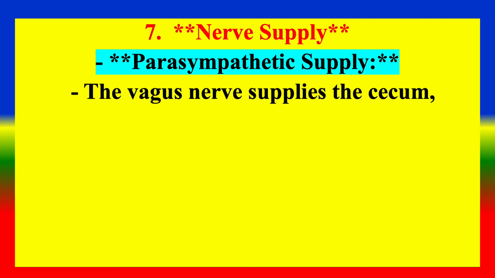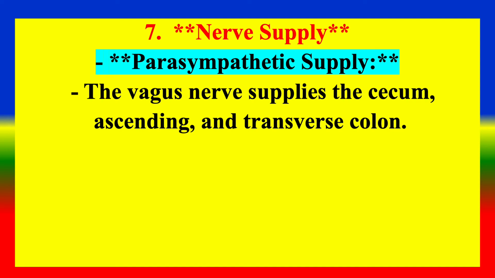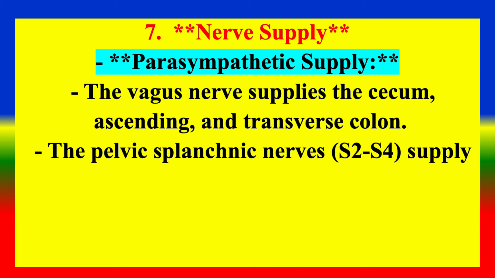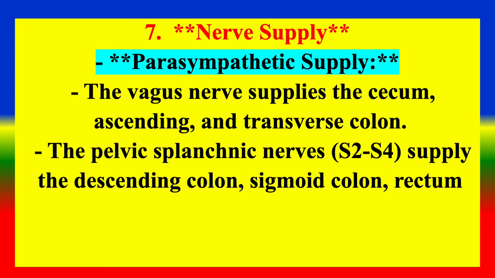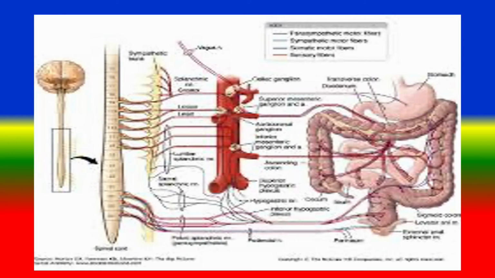Parasympathetic supply. The vagus nerve supplies the caecum, ascending and transverse colon. The pelvic splanchnic nerves S2 to S4 supply the descending colon, sigmoid colon, rectum and anal canal. Look at this picture, it shows the nerve supply to the large intestine.